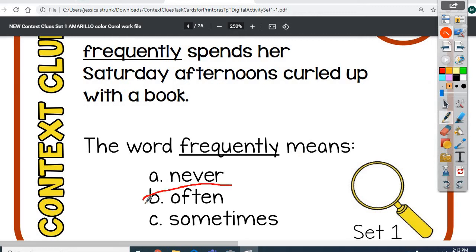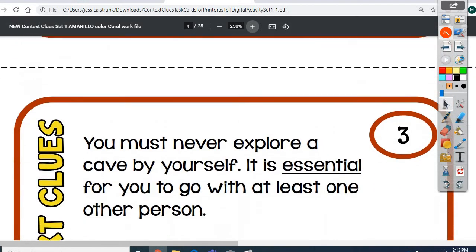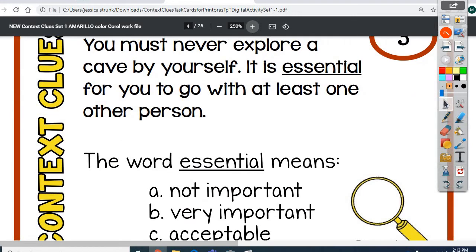Yeah, frequently means often, or you do it a lot. So yeah, since she loves to read, it makes sense that she would do that a lot or often. Very good. We used our clues to help us figure it out. Let's try another one together. Alright, this one, the word is, let's see if we can sound it out.